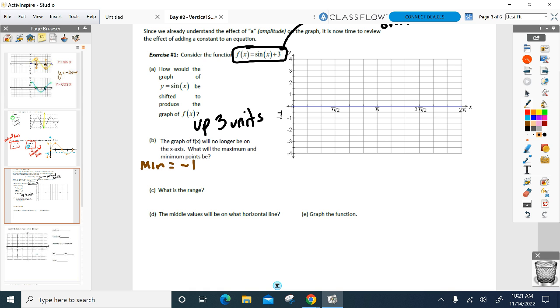But now, what am I doing to it? I'm moving it. -1 is going to get moved up 3. So what's your new min? +2. Everyone all right with how I did that? How about my new max? What was the old max? 1. And now I'm taking that 1 and also shifting it up 3. So my new max, 4.